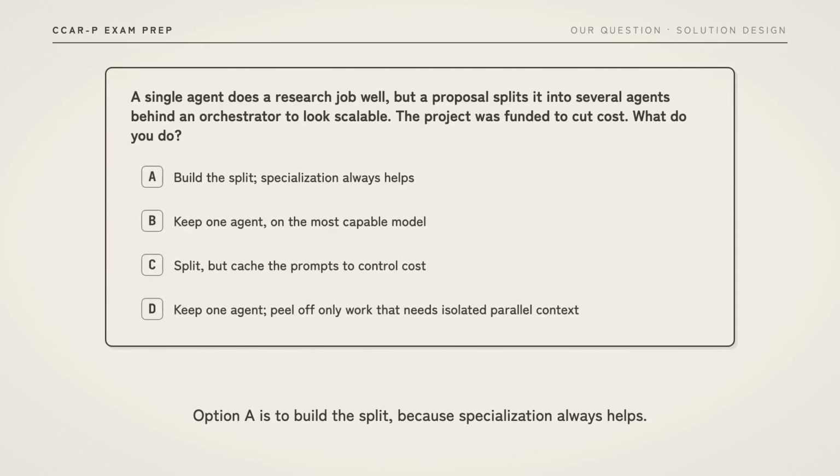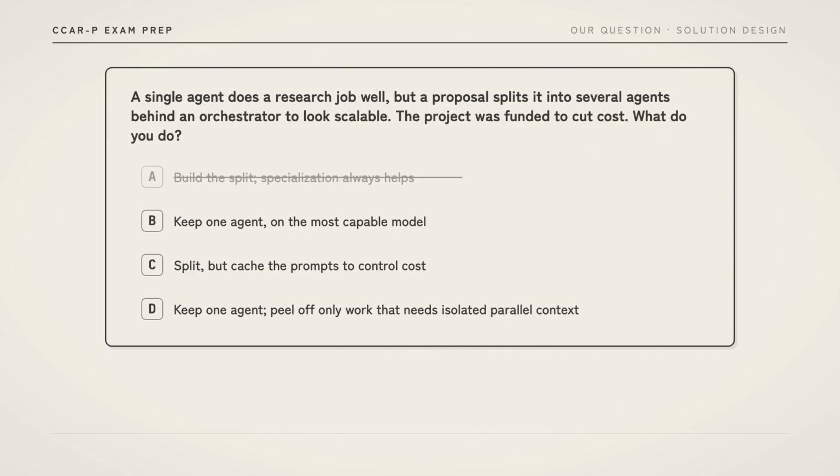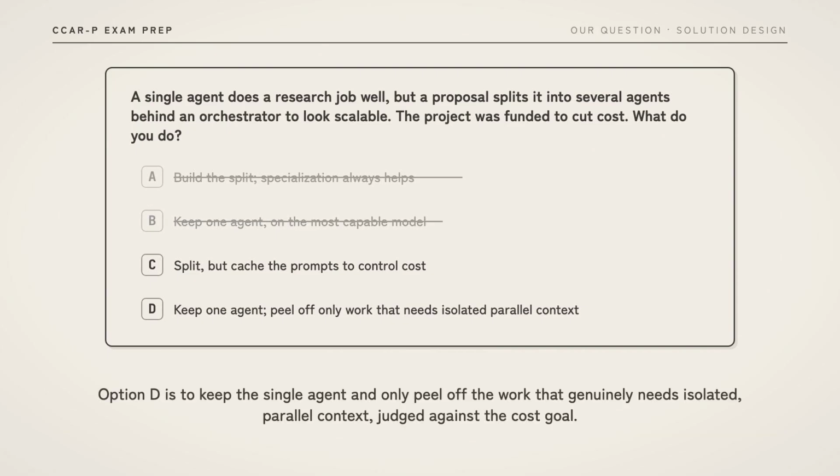Option A is to build the split because specialization always helps. Option B is to keep one agent, but on the most capable model. Option C is to split, but cache the prompts to control cost. Option D is to keep the single agent and only peel off the work that genuinely needs isolated, parallel context, judged against the cost goal.